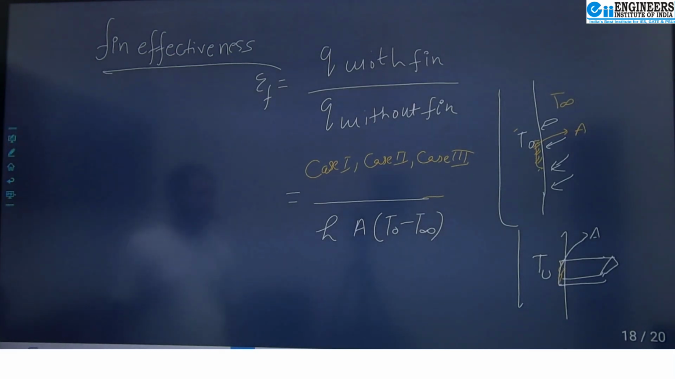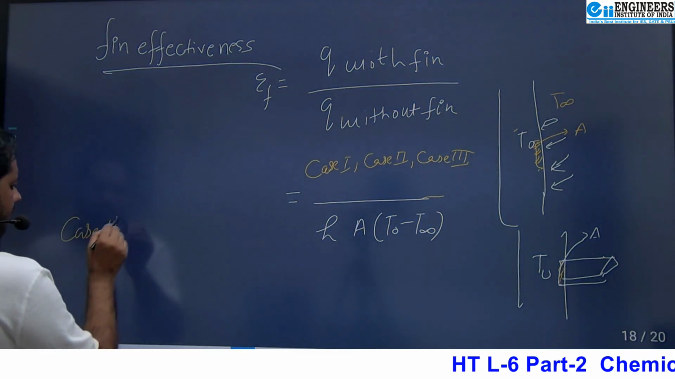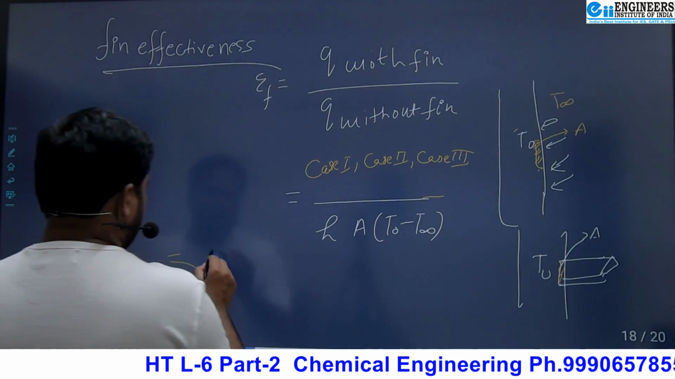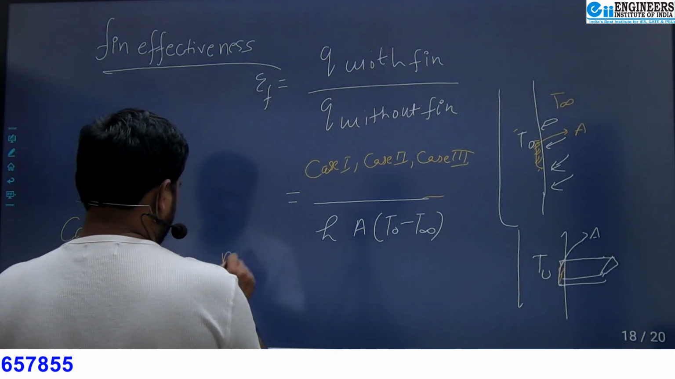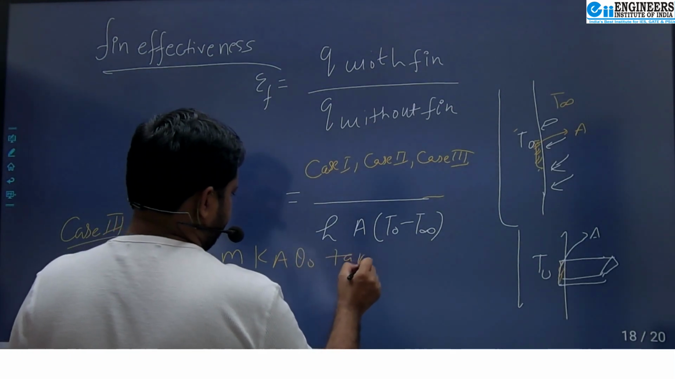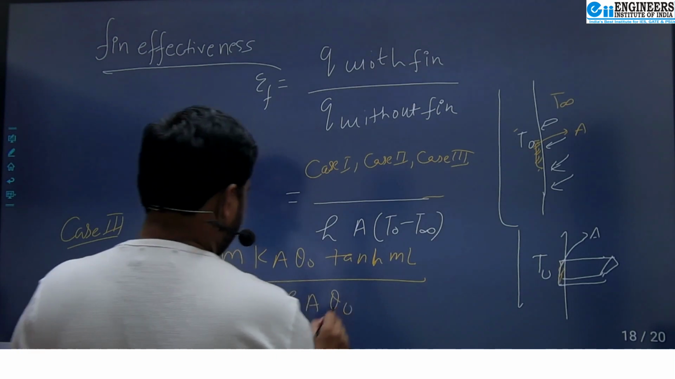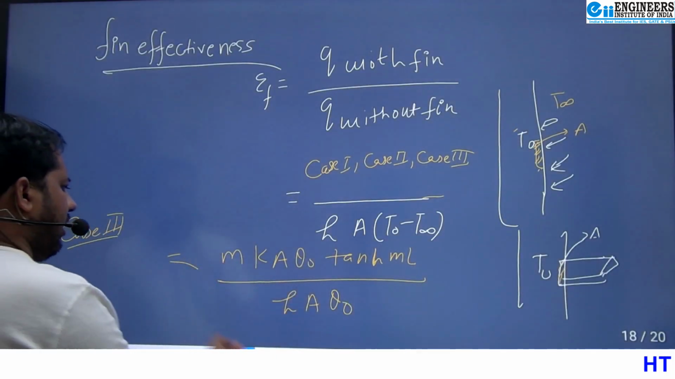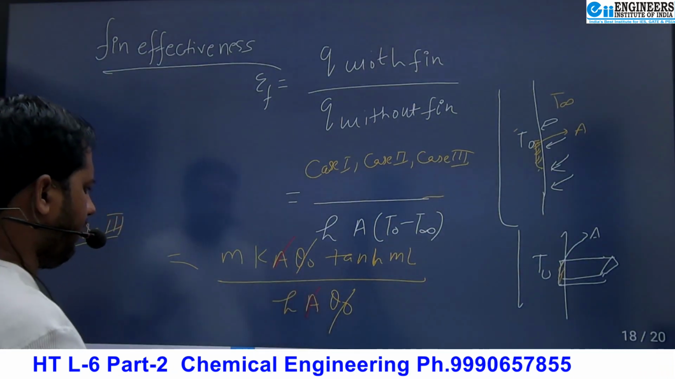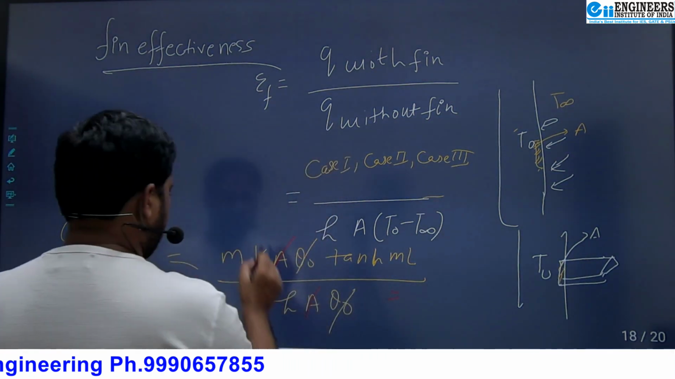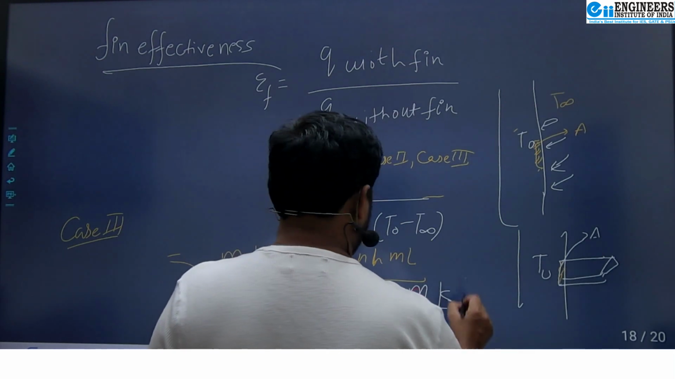With fin, for example if we take case 3, how much heat transfer is there? It is root of h P k A into theta naught into tanh mL, and Q without fin is hA theta naught. Then you will find the effectiveness. Cancel theta naught, cancel this A with that A, and now m is root of hP upon kA, and you can write m k by h into tanh mL.